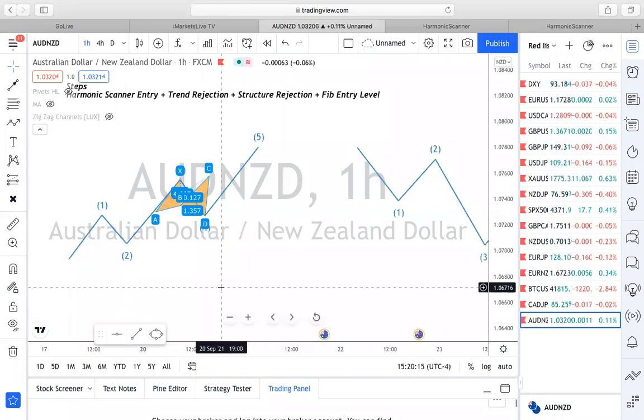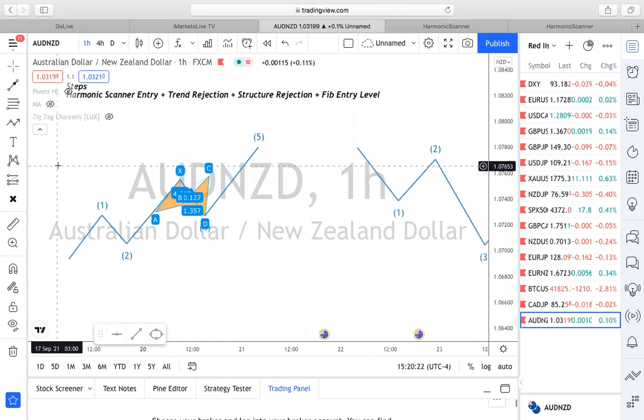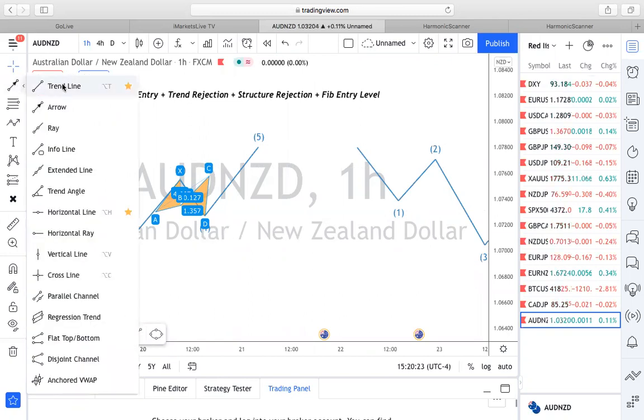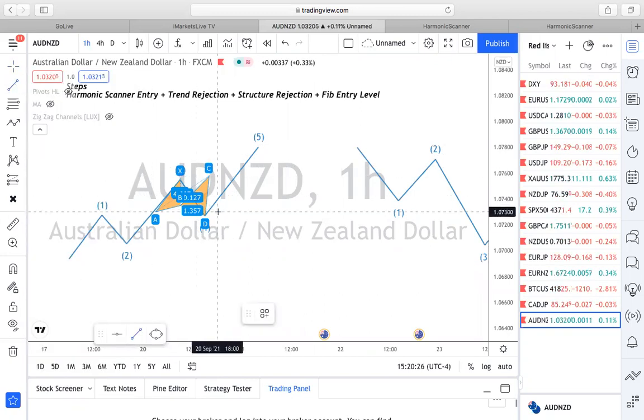All right, so check this out. My fault, I had a little bit of disturbance. So look, we got the harmonic scanner entry. Now we're trying to find trend rejection. So once we find this area, we want to start at the D point and create a trend line. Now, how exactly do we access the trend line?